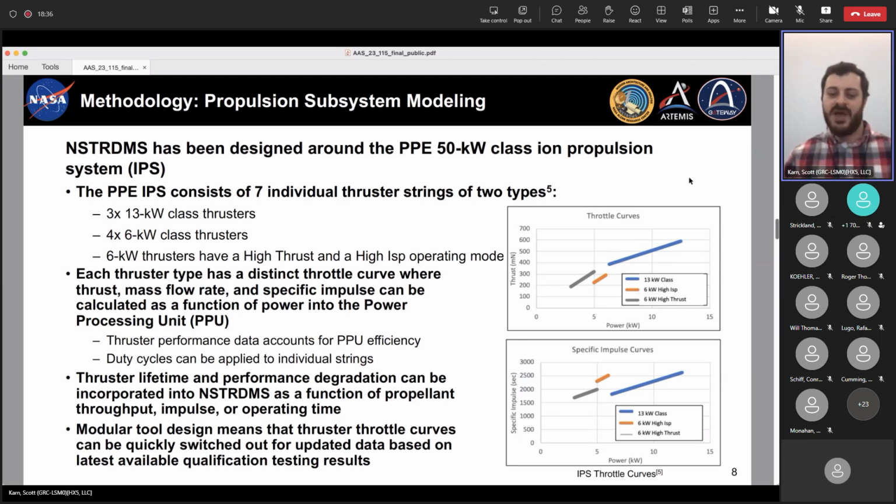But all of that is to say that we have a complicated IPS system where we have multiple different thruster strings, multiple different operating points. All of these strings are throttleable within a specific power input band. So we have a large number of possible permutations of our propulsion system. But by taking throttle curves and models directly from our EP team and feeding them into NSTRDMS, we can create an accurate model of our EP system. And this will actually get fed into a higher order IPS management algorithm, which I'll talk about in a few slides.